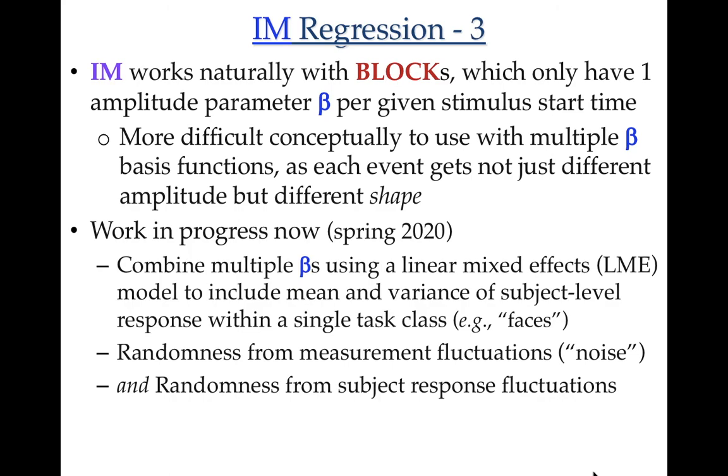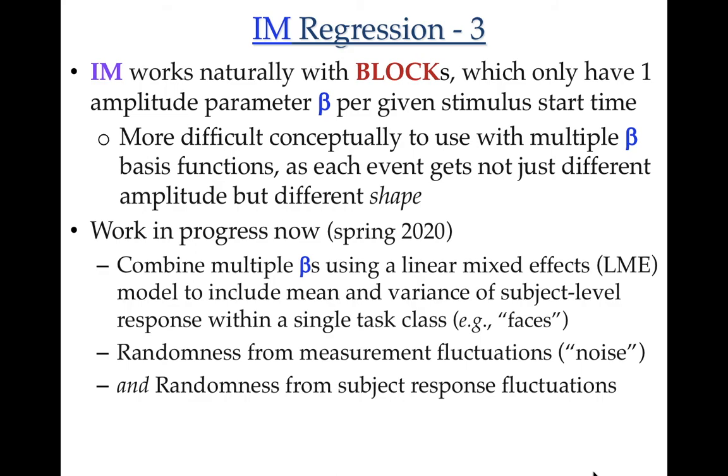So IM naturally works with blocks which only have one amplitude parameter beta for a given stimulus start time. It's more difficult to imagine using this with multiple beta basis functions like splines, because then each event gets not just a different amplitude but a different shape, and now you have so many regressors. The word overfitting should leap into your mind. Just difficult to imagine how this would work in practice.